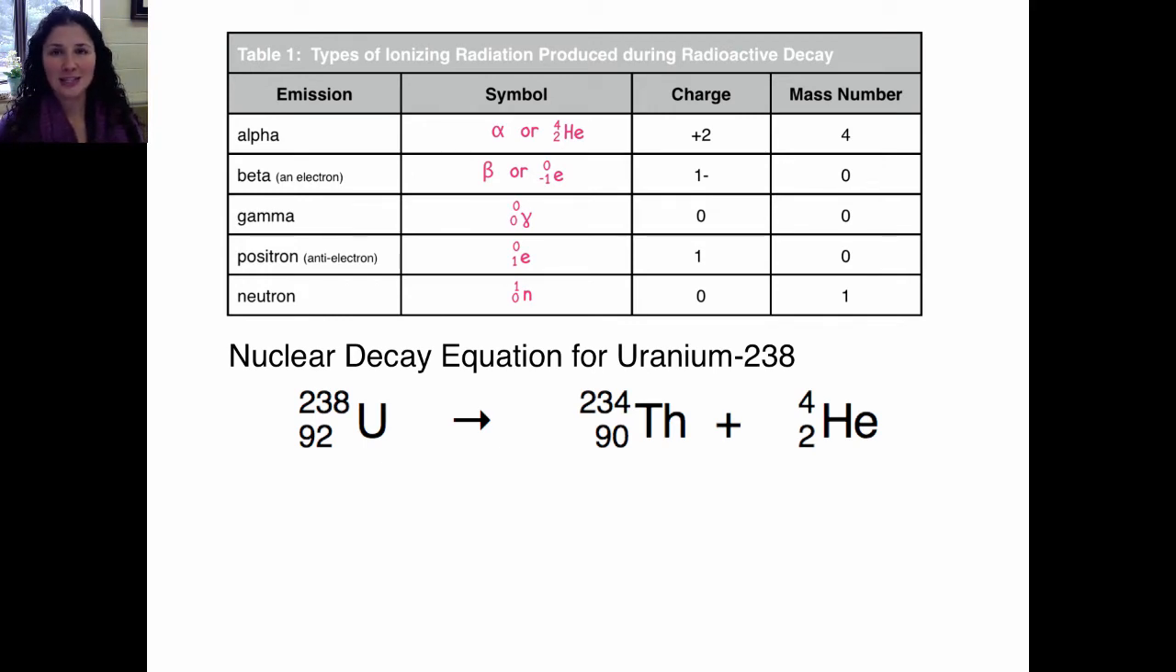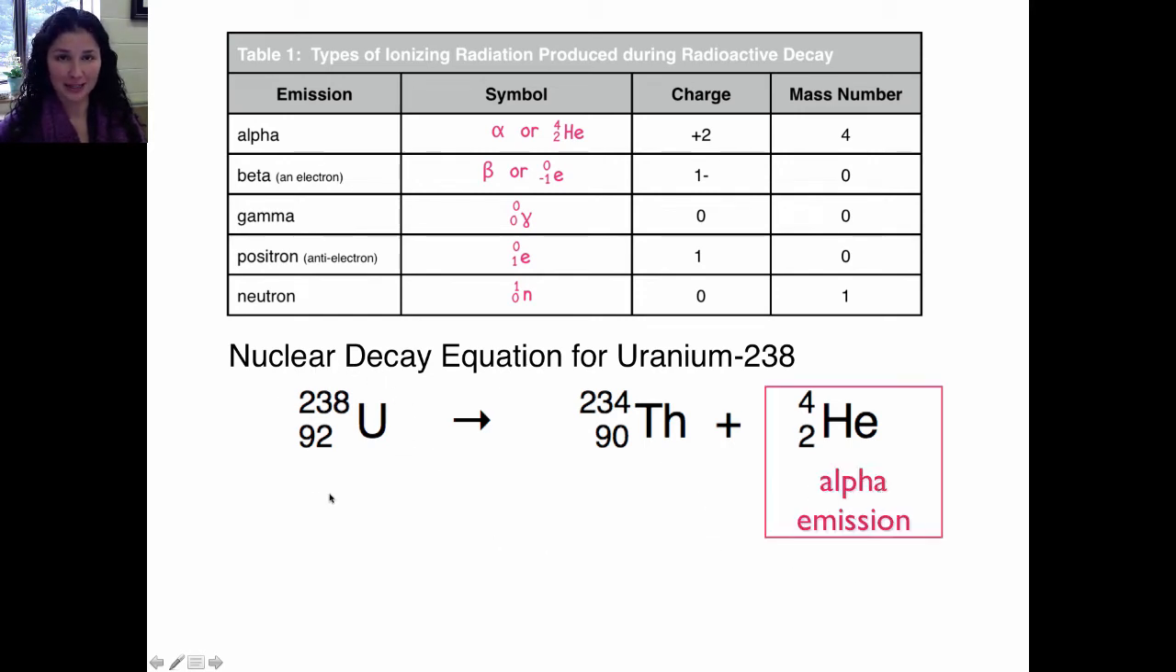And you can tell that this is a decay equation or an emission equation because you start with 1 particle over here and you get 2 particles over here. And hopefully you can see what kind of emission this is. The kind of emission is defined by the type of radiation that's produced. And this is an alpha particle. So this decay equation is showing you the alpha emission or alpha decay of uranium-238.